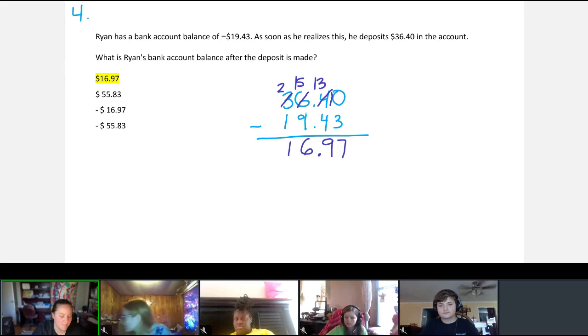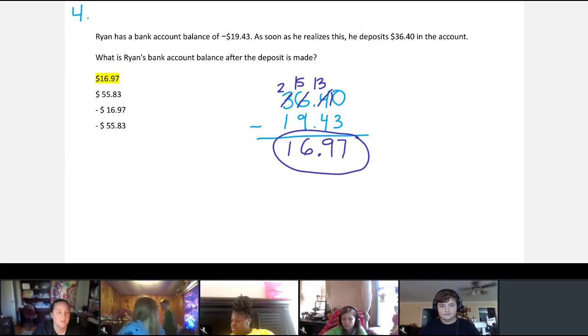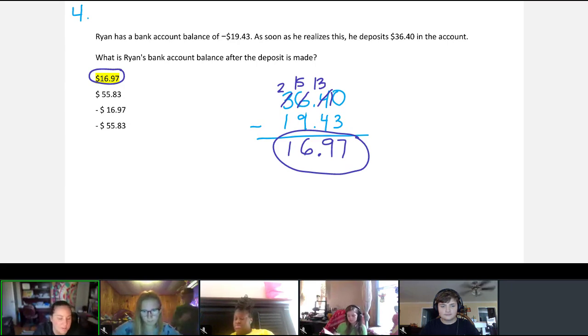And then we check the sign of our larger number. Our larger number was 36. It was positive, so our answer stays positive. Correct answer is 16.97. Ryan is out of debt. He's got $16, almost $17.